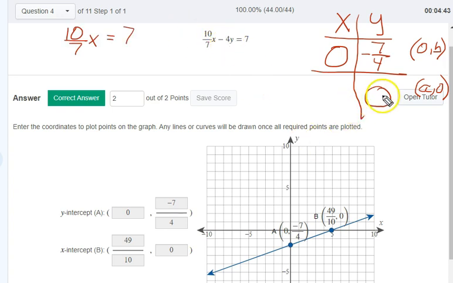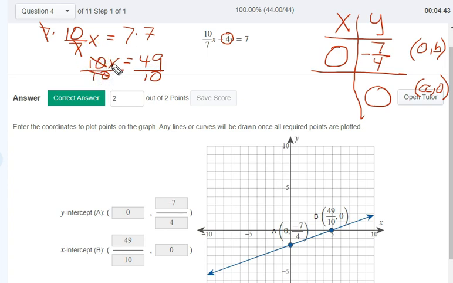So if y now is 0, this is going to be a 0. -4 times 0 is 0. We just have this. Now, a good technique is to multiply both sides by 7. And then now we don't have fractions anymore. So we have 10x equals 49. We divide both sides by 10 now.